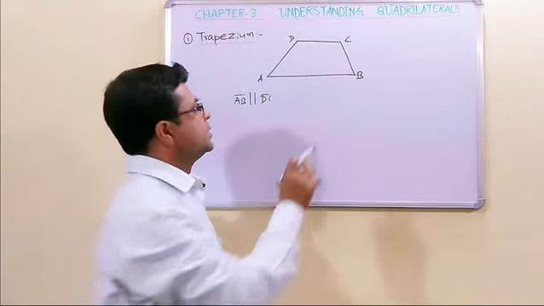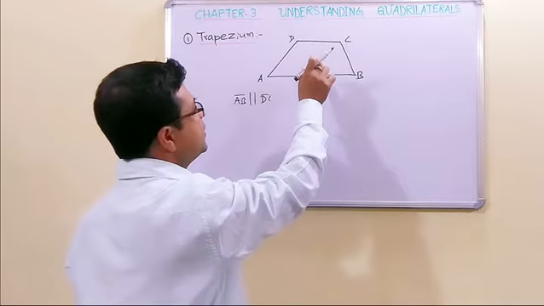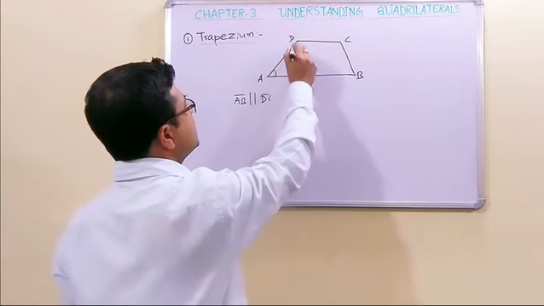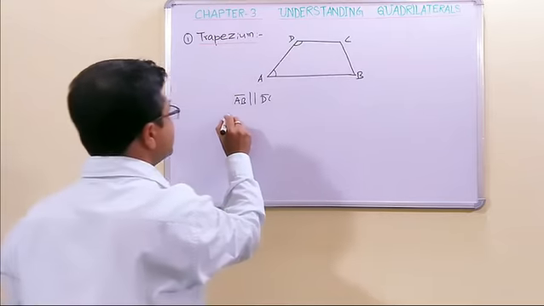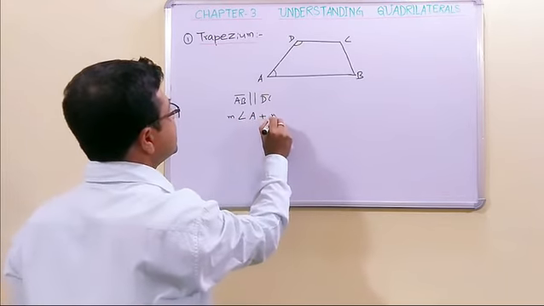So in a trapezium only one pair of opposite sides are parallel, and as they are parallel, the measurement of angle A plus the measurement of angle D, angle A and angle D are supplementary. That means their sum is 180 degrees. Similarly, the other two angles are also supplementary. Only these two are the properties in a trapezium.